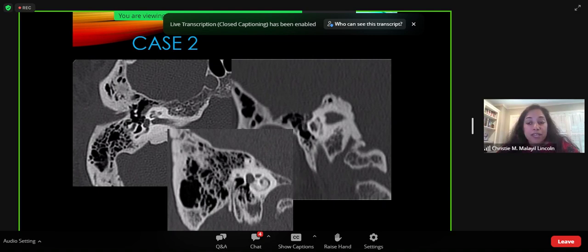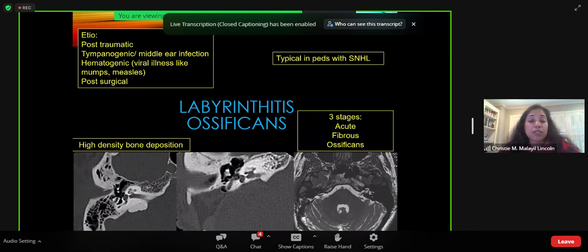So this can occur as a result of infection, either viral or bacterial, or autoimmune or post-traumatic. Meningitis has a more extensive involvement. Basically, what happens here is that there is an ossification in the scala tympani of the basal turn typically. And this ossification of the bony labyrinth is actually called labyrinthitis ossificans. So the etiology is post-traumatic, tympanogenic, so middle ear infection, hematologic, like viral illness, or post-surgical, as in this case.